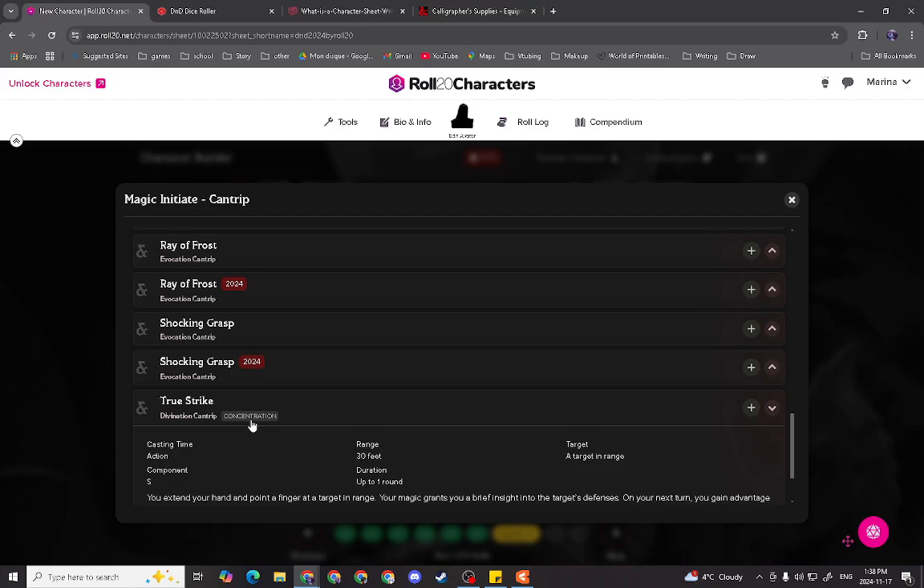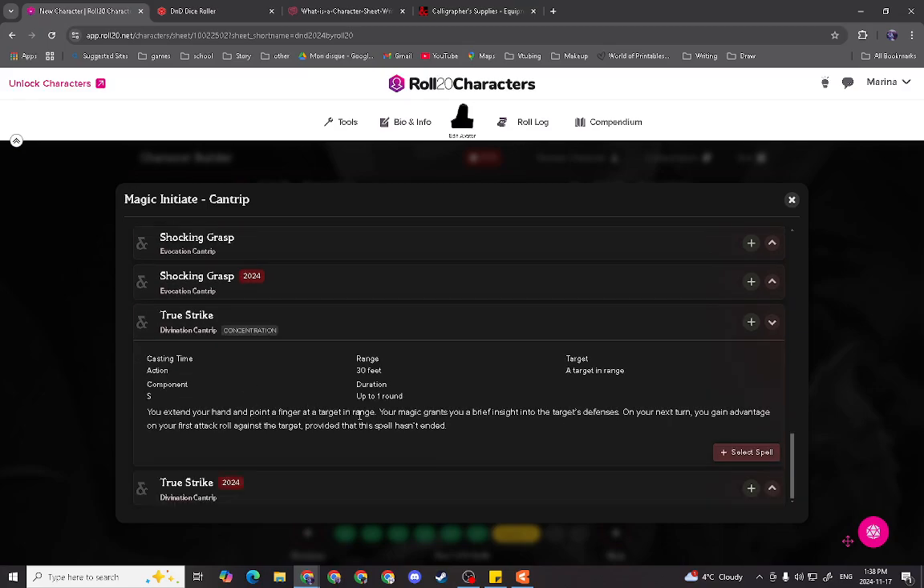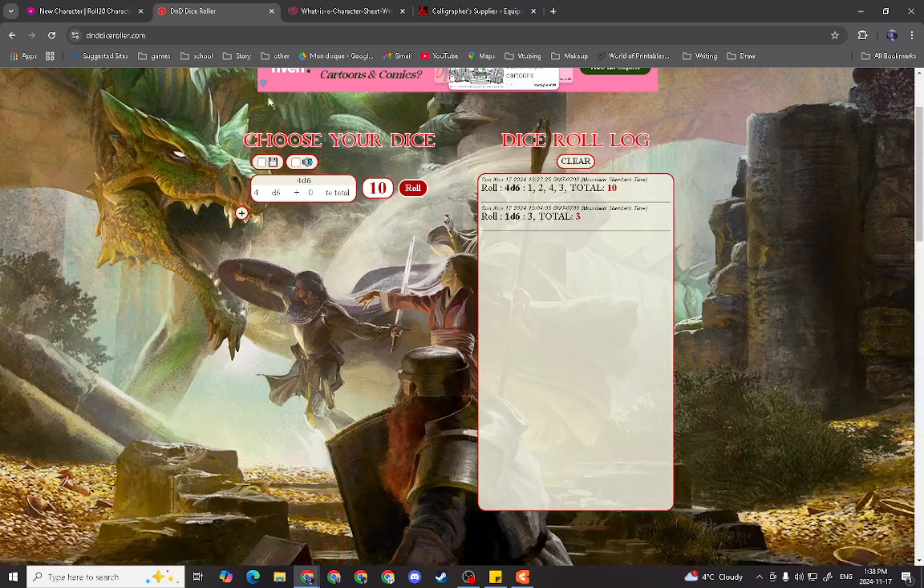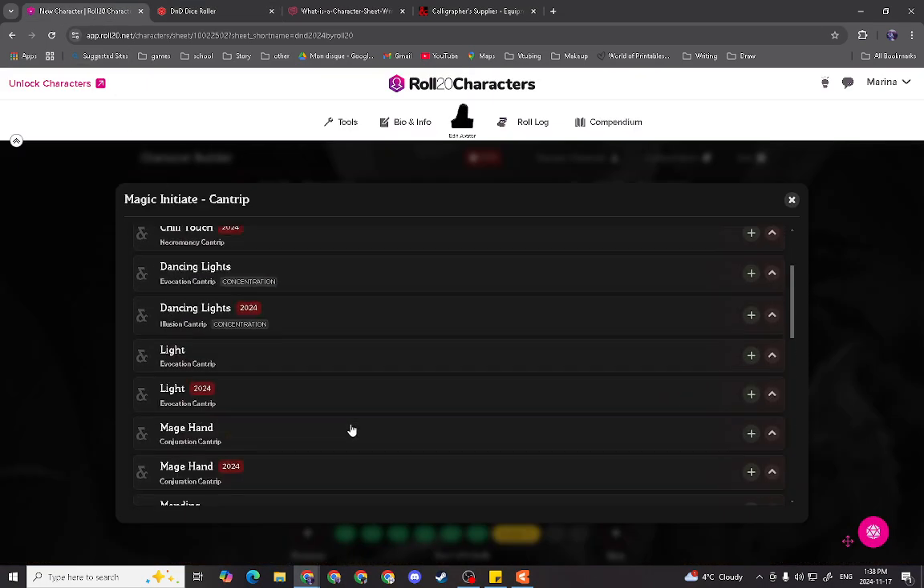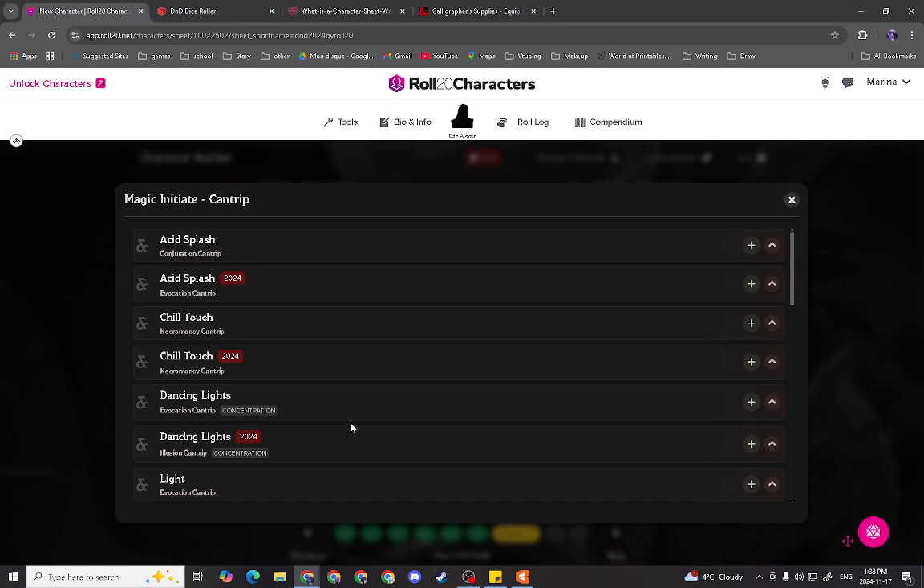Then there's True Strike, and it gives you insight on its defenses, and you gain advantage on your first attack roll against the target. So essentially, when you roll, you get a +1. Oh, okay. So those are the cantrips you're allowed to have.